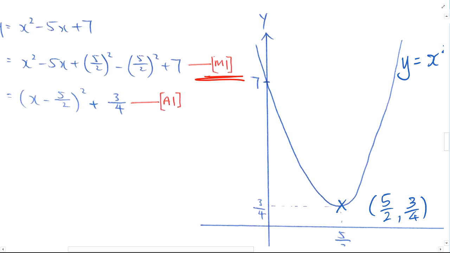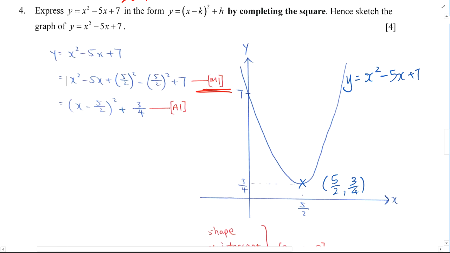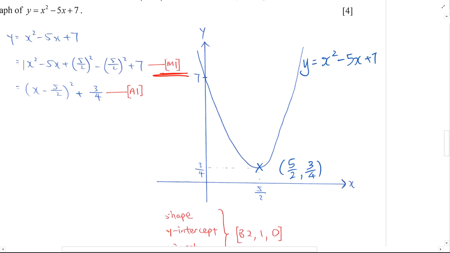So here is our graph. I've told you to find the y-intercept, x-intercept, line of symmetry, and the turning point, the coordinates. Yes, there is a negative over here. Okay, but mathematically it doesn't make a difference, because we're going to square it.